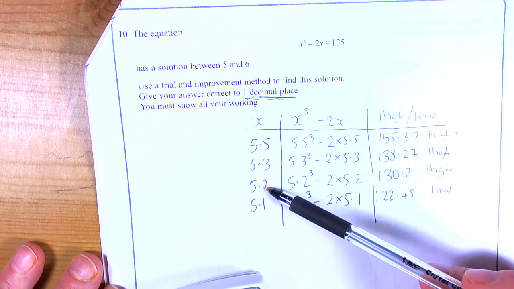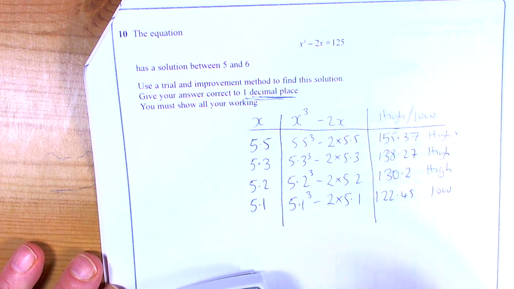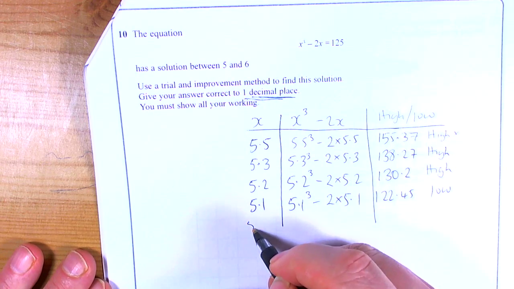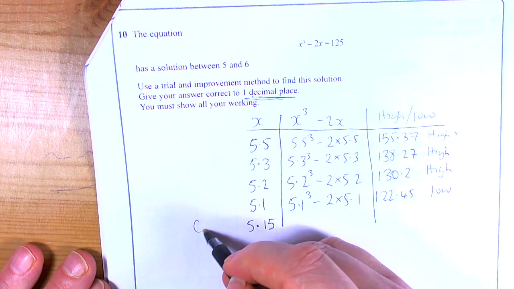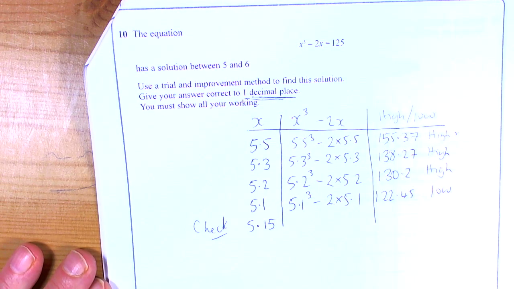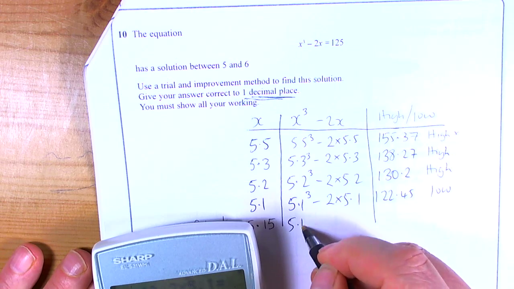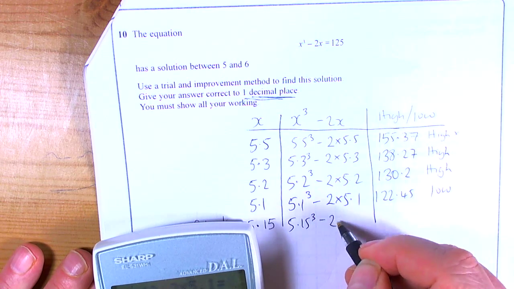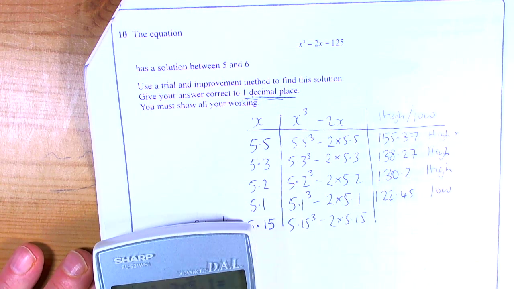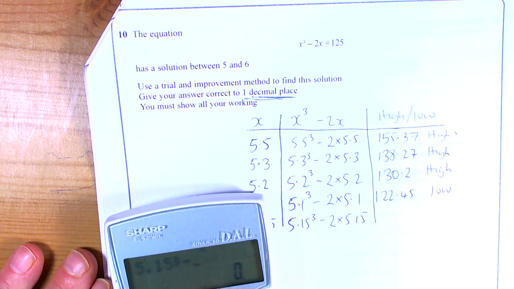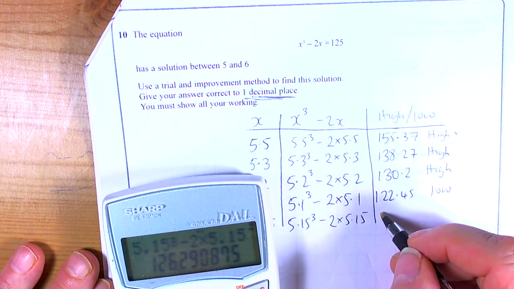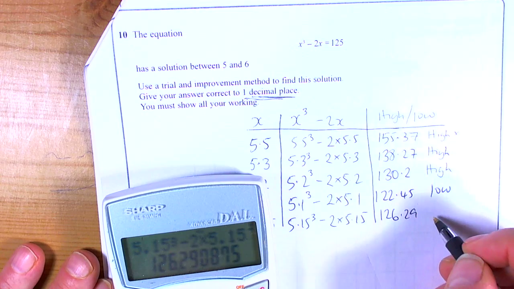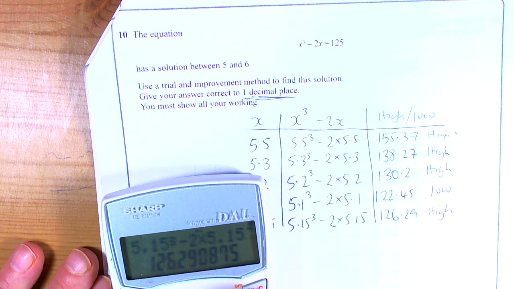We need to make a choice, and the way we must do that is to try the halfway number between those two, so 5.15, and so this is basically our check for choice. So 5.15 cubed, take away 2 times 5.15. That gave an answer of 126.29, so that was slightly high.